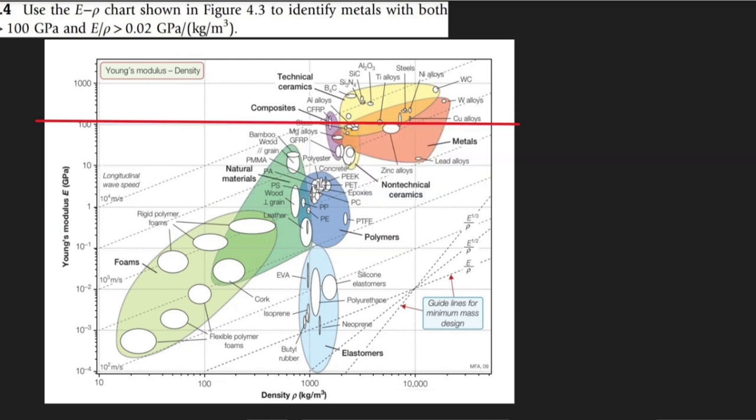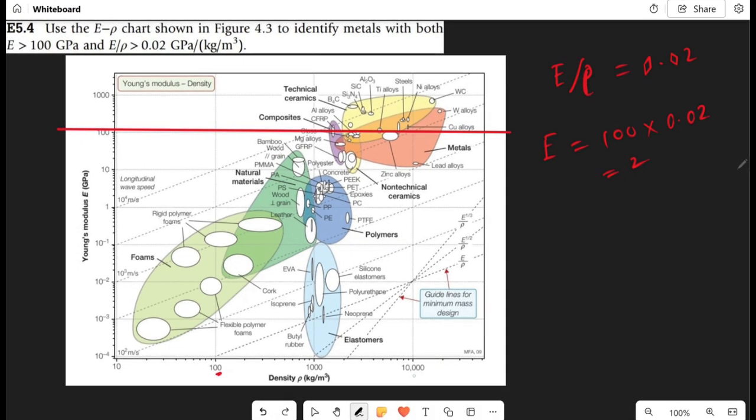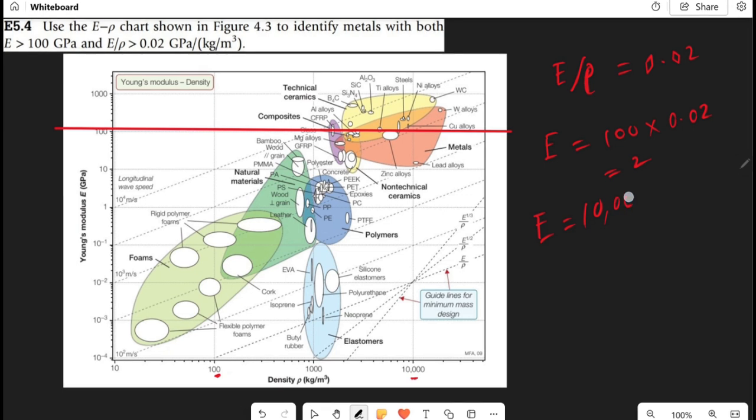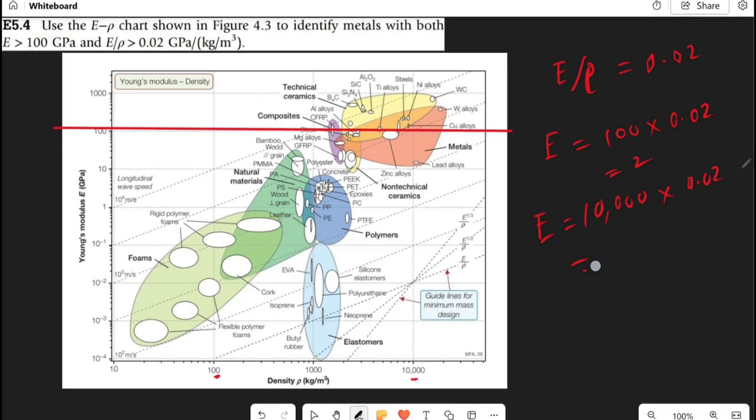Then, now that we have materials with 100 gigapascal, we can now draw the line for what? Young's modulus against what? Density. So we look for 2 points in the graph that will give us E over rho of 0.02. So the relationship here is E divided by rho, density, equals 0.02. So let's say first, let's take density as 100. When density is 100, E will be equal to 100 times 0.02, which will give us 2. So that will be our first point. Our second point, let's say when density is 10,000, our E will be 10,000 times 0.02, which will be equal to what?